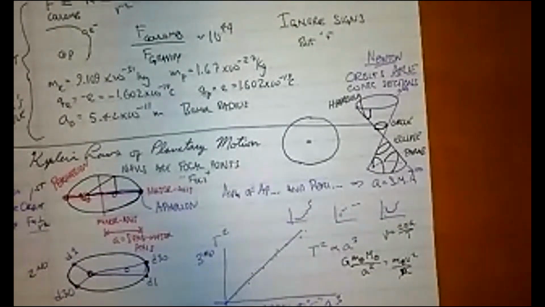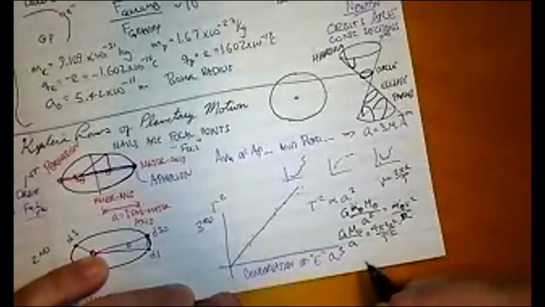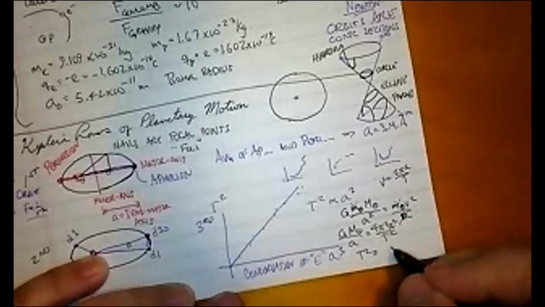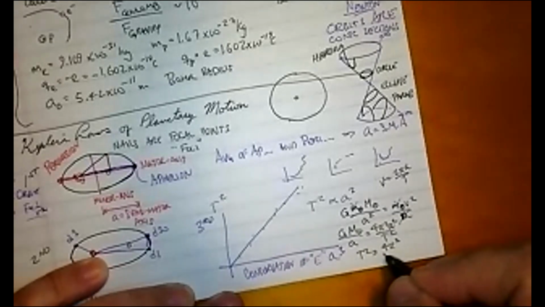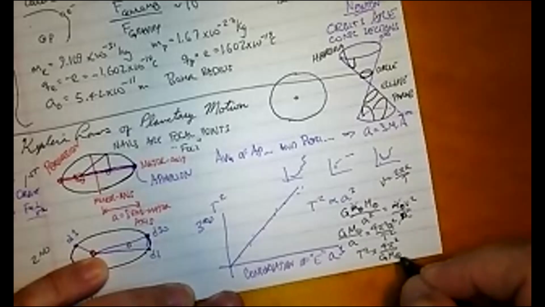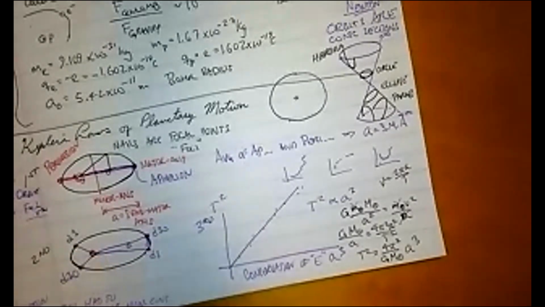And when you say v is equal to 2 pi a over T, you're going to get, oh, by the way, you can also say that this m is going to cancel out with this m. You will get G m sun over a is equal to 4 pi squared a squared over T squared. And I think you can already see that that becomes T squared is equal to 4 pi squared over G mass of the sun times a cubed. And you can see basically that's it. That's Kepler's third law.